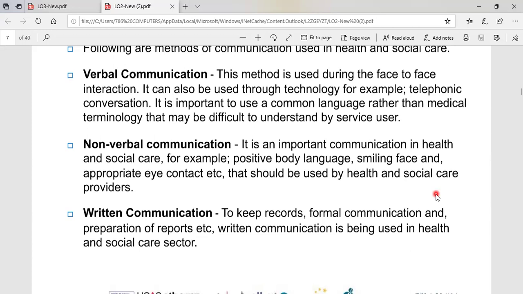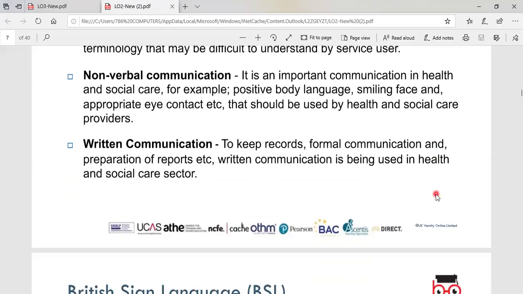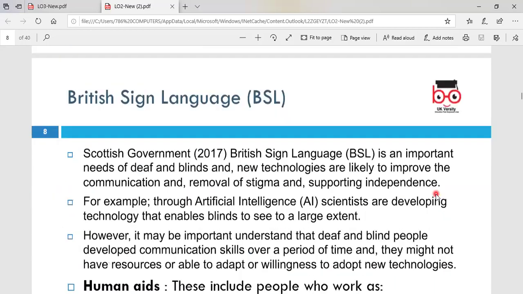So written communication should always be there. It is important to have records, formal communication, and preparation of reports. Written communication is used in the health and social care sector. So if you have that written communication, it is like record keeping, and that should be there for anyone to access, but not everyone. This we need to make sure of because of certain confidentiality issues.